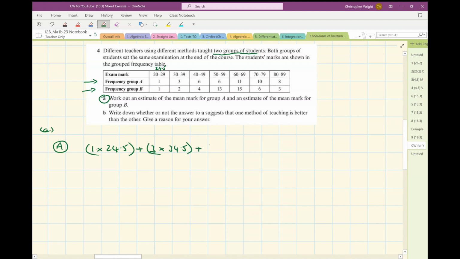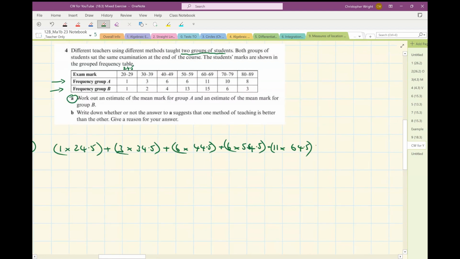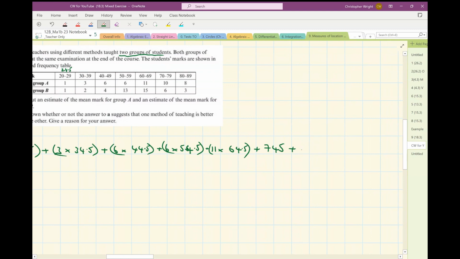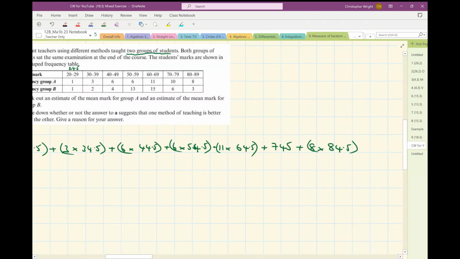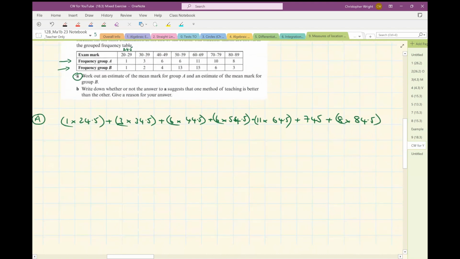6 of them scored 44.5. 6 of them scored 54.5. 11 of them scored 64.5. 10 of them scored 74.5, so that's just 745 marks. And 8 of them scored 84.5. So that will be the total of all the marks scored by Group A.